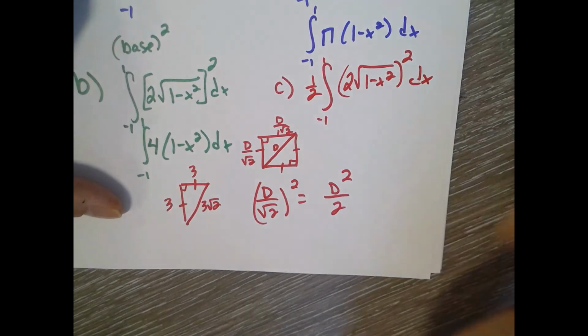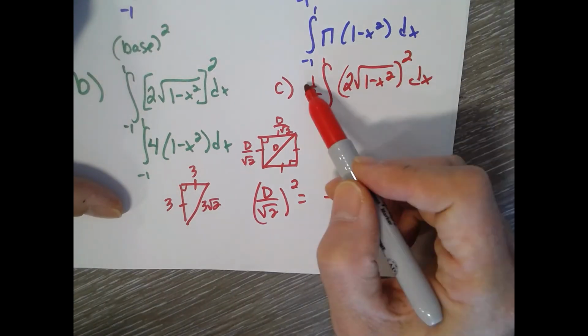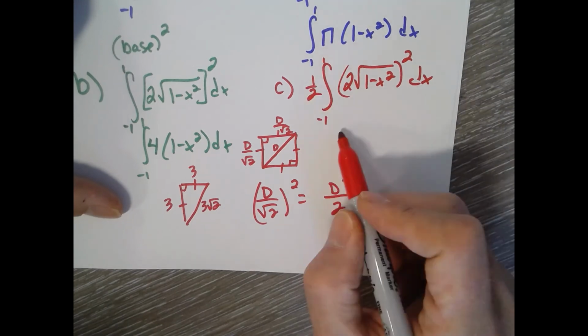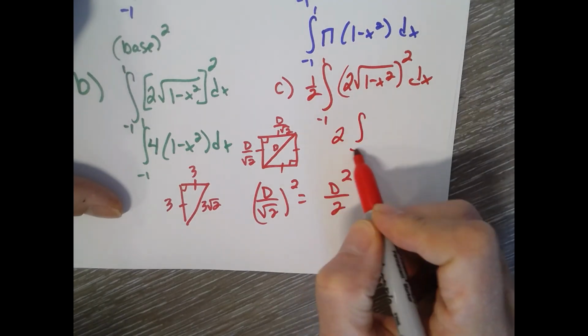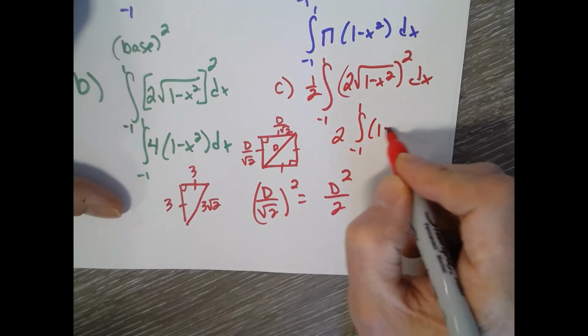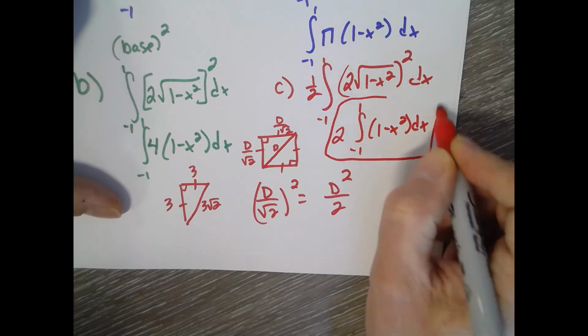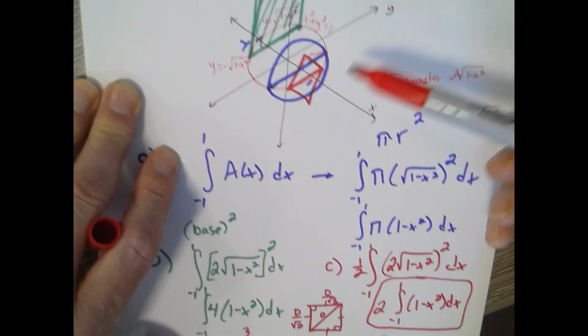And then cleaning it up a little bit, I'm going to have 2 squared is 4. Bring that out front. Half of 4 is 2. And this square root squared is just 1 minus x squared dx. That will give us our volume of the red square right up here.